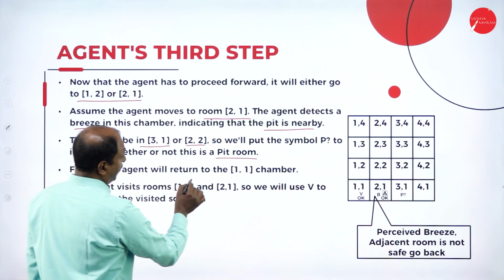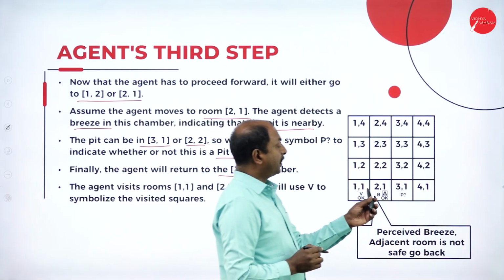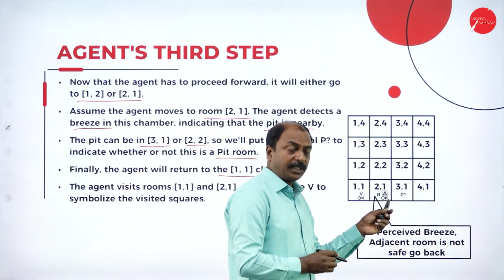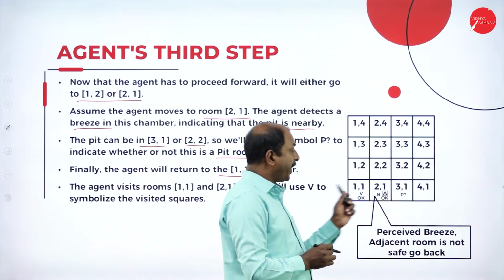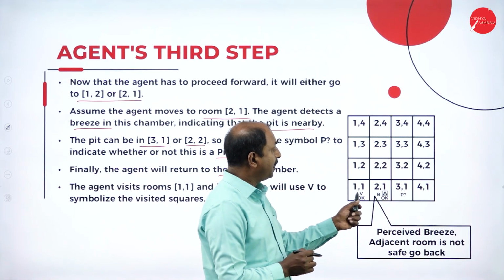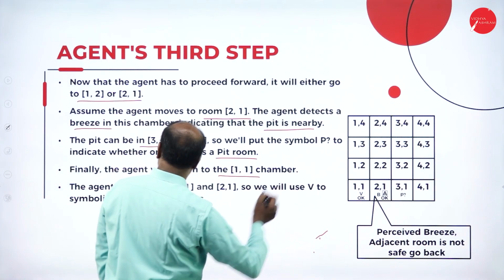Finally, the agent will return to the 1, 1 chamber. Because he perceives the breeze here, there might be a pit at these two locations. So, he will go back, or return, to the original place, 1, 1. That is the movement of an agent at this stage.